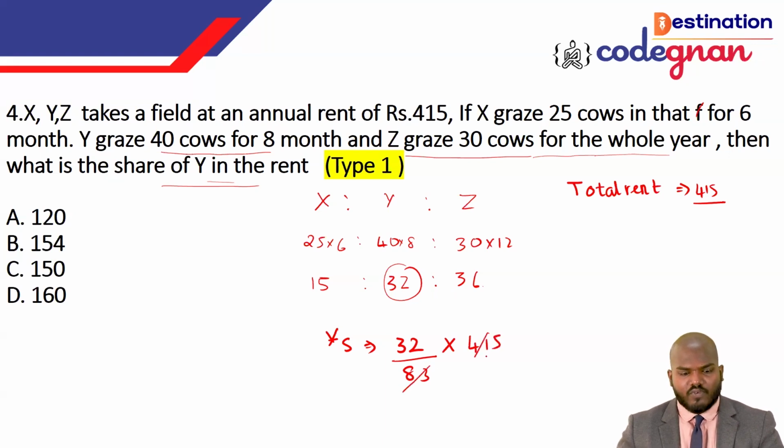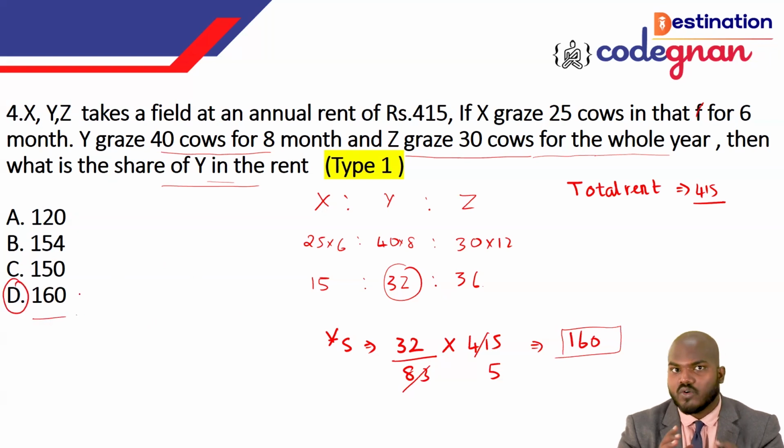Now 83 times 5 gives 415. So we will have 32 times 5 left. If you combine that, we can say it is 160 rupees. So Y is paying 160 rupees among the total rent they have given. So option D is the only correct answer.